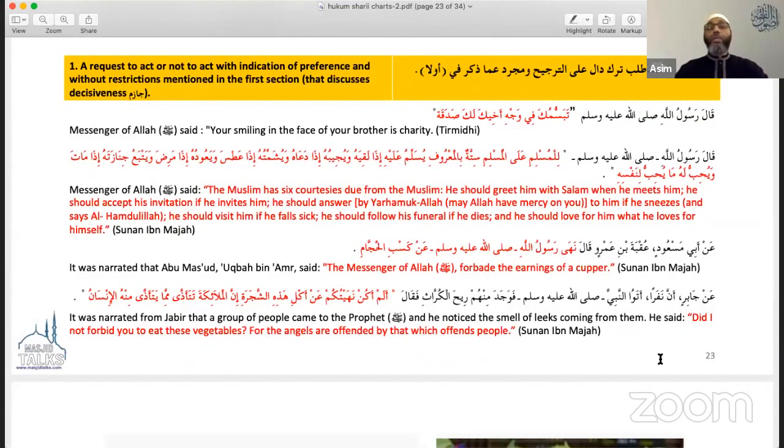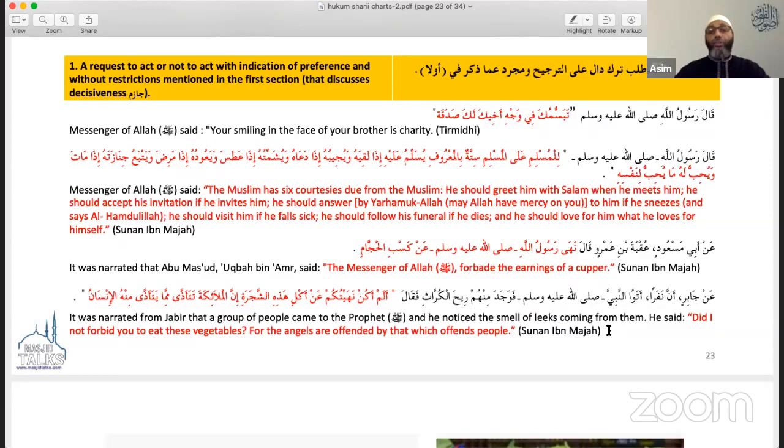Now here, the first hadith of Rasulullah sallallahu alaihi wasallam talks about "tabassumuka fi wajhi akhika sadaqa," meaning that Rasulullah sallallahu alaihi wasallam said that smiling in the face of your brother is charity. Here we know that charity itself is a preferred action, and Rasulullah sallallahu alaihi wasallam is referring to something preferable. Also, this command is not linked with any of the jazm indicators that we talked about previously. Hence, this falls under the category of a recommended action, and it is not an obligation.